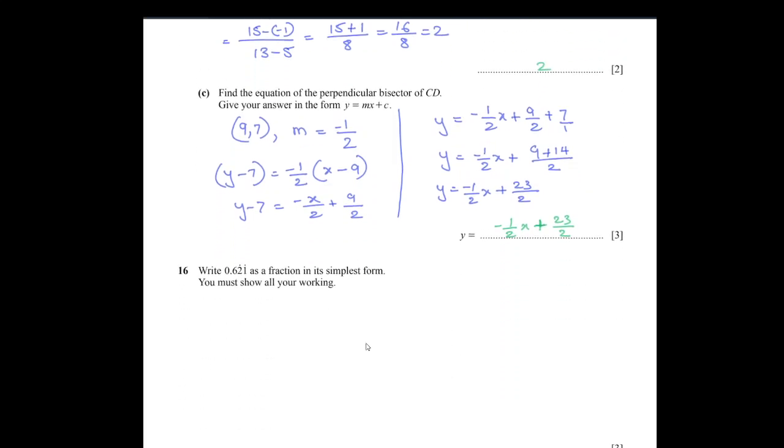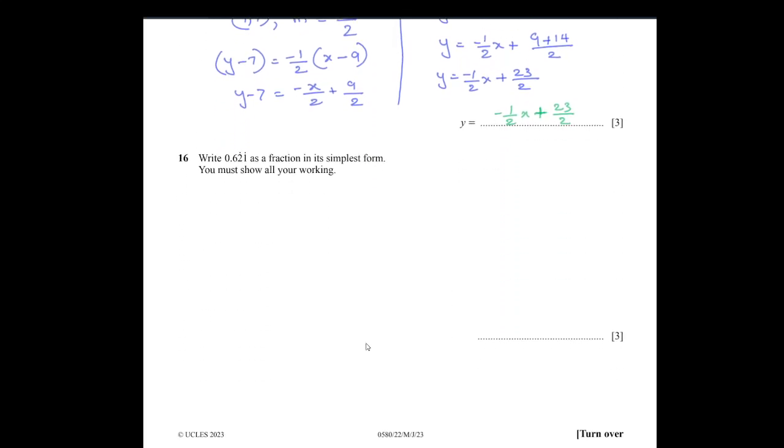Question 16 now. Write 0.621 with the repetition of 21 as happening here, that is 0.6212121 and so on, as a fraction in its simplest form. You must show all your working. For this kind of question, you will always take, let x is equal to 0.6212121 and so on. This is equation 1.